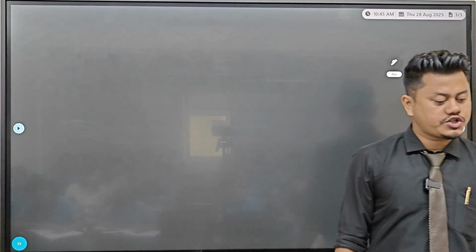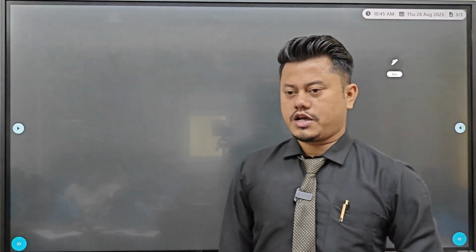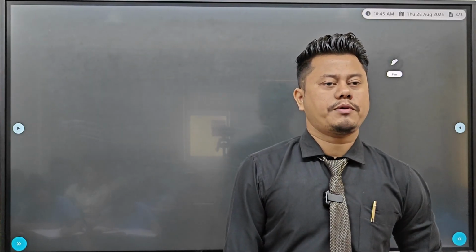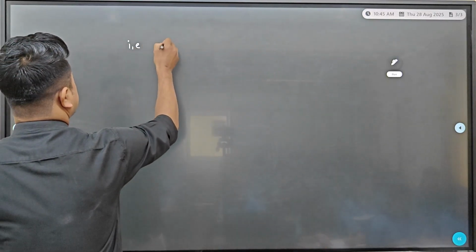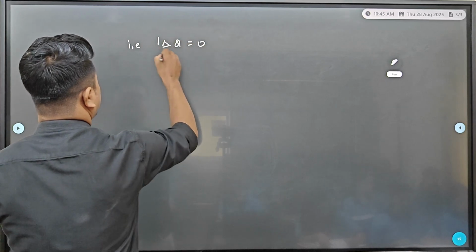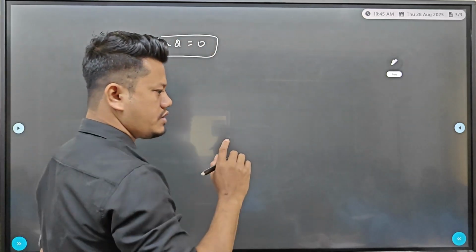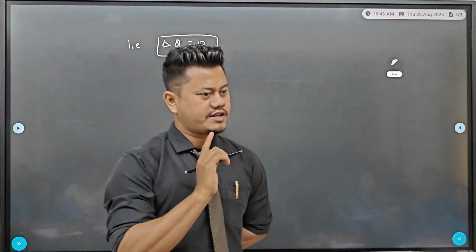So just write, it is a process in which there is no exchange of heat between the system and the surrounding. Is that clear? You can simply write that as del Q equal to 0. Del Q is equal to 0, right?